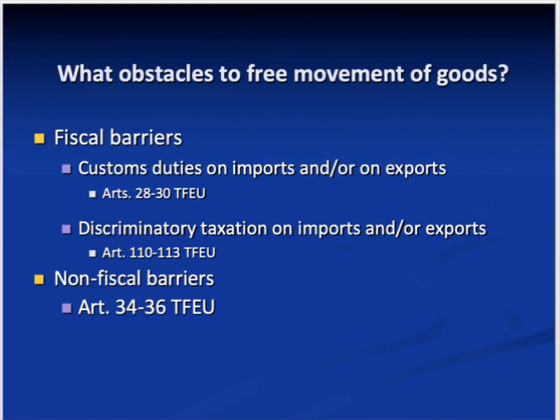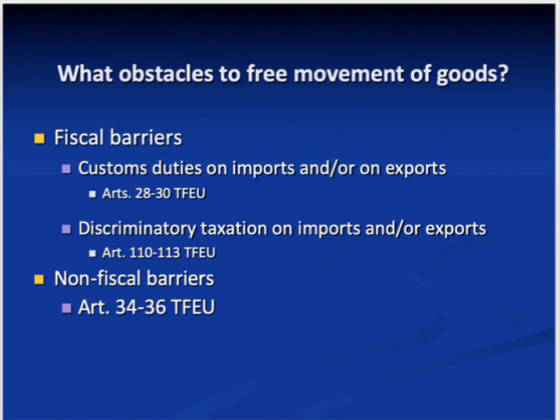So, what obstacles can prevent goods moving in the internal market? There are basically 2 types. There are fiscal barriers and non-fiscal barriers. Fiscal barriers either take the form of customs duties, taxes paid when products cross a border, or discriminatory taxation. These are prohibited in EU law.